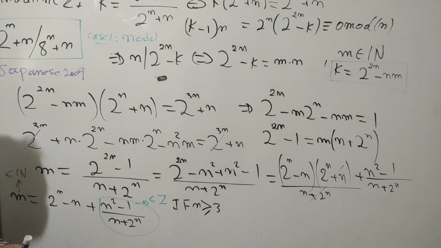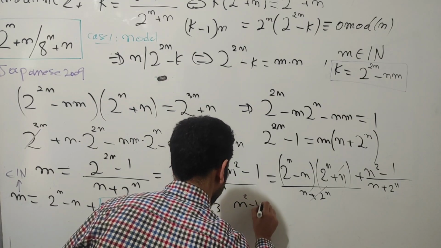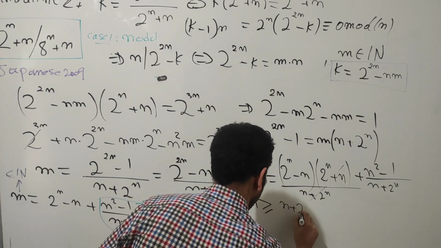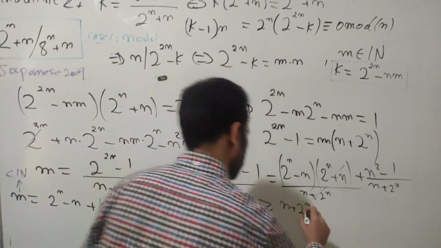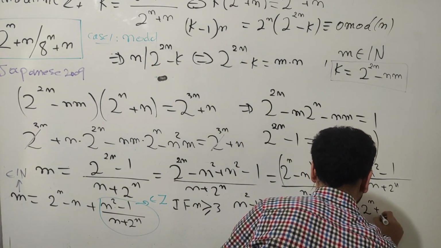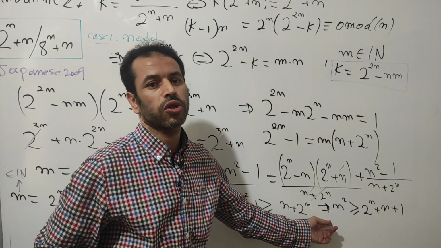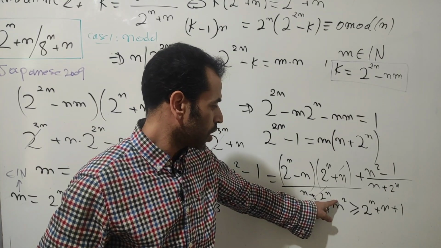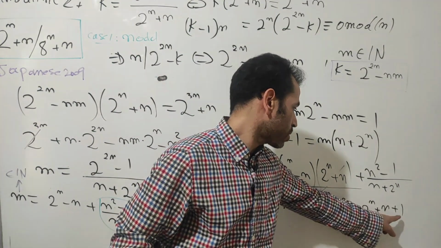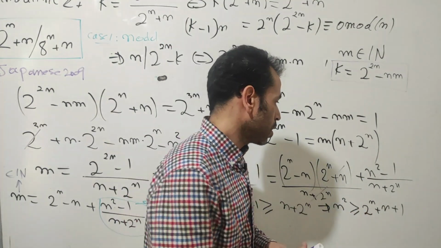The numerator is always greater than or equal to the denominator, which means n squared minus 1 must be greater than or equal to n plus 2 to the n. So I get n squared greater than or equal to 2 to the n plus n plus 1, taking 1 to the right. This is clearly a contradiction, because if n equals 3, I get 9 on the left. On the right, I get 8 plus 3, which is 11, plus 1, which is 12. So we get 9 is bigger than 12, which is impossible. This is a contradiction.